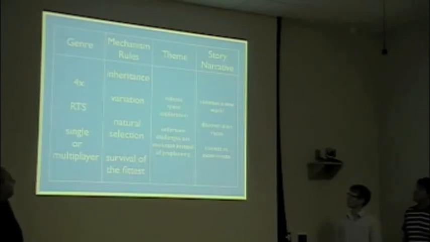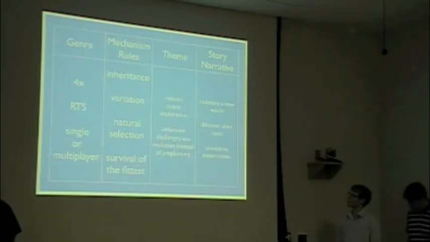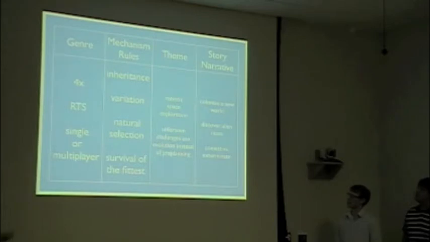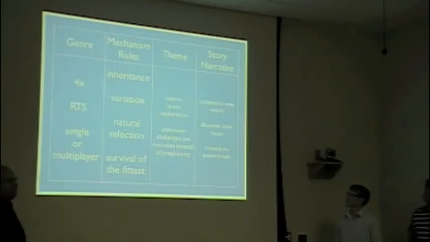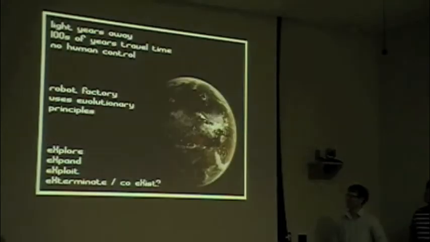And then you have a theme and a story narrative. We came up with a theme and a story narrative, but keep in mind that the story, the narrative and the theme are independent of the mechanisms and the genre. I can change the mechanism independent of the genre, and change the theme. I can make this a Christmas game for all I care, right? But let me explain to you what our theme and story right now is. There's a planet millions of light years away. You cannot go there as humans. So you still would like to explore it. So what do you do?